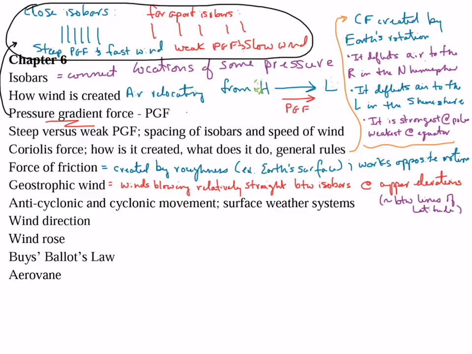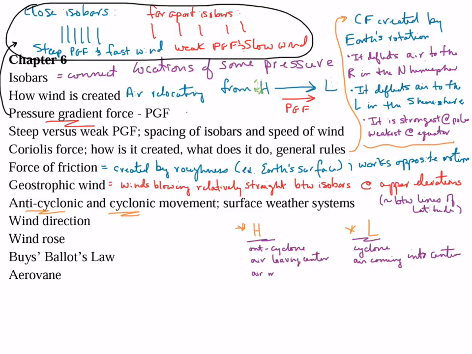And then the anticyclone H and the cyclone L. So I have two columns over here. H is an anticyclone, L is a cyclone. At a high pressure, the air is leaving the center, and at a low, the air is coming into the center. The third one up there, air moves clockwise around a high and counterclockwise around a low. And then the last one, anticyclones have clear skies, and cyclones generally have cloudy skies.